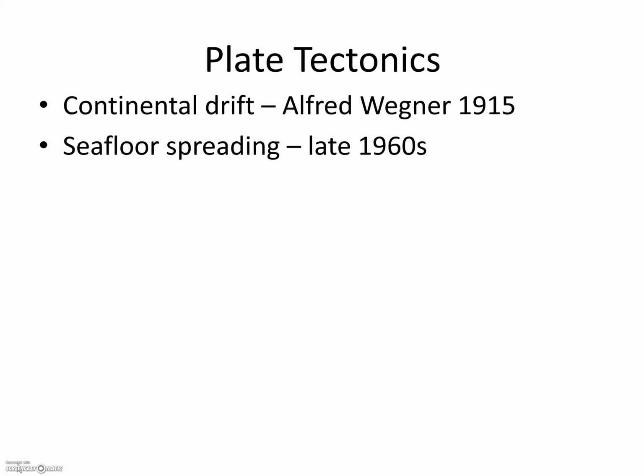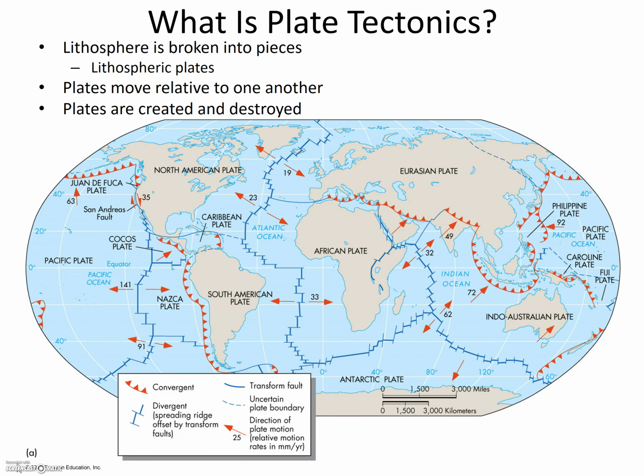A pre-plate tectonic theory was proposed by Alfred Wegener in 1915, called continental drift, but it wasn't until seafloor spreading was discovered in the late 1960s that the theory of plate tectonics was formed. What is plate tectonics? It explains that the lithosphere is broken into pieces called lithospheric plates. These plates move relative to one another and are created and destroyed.